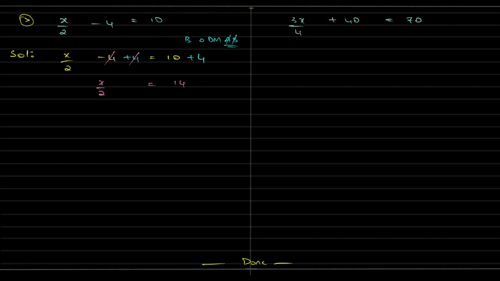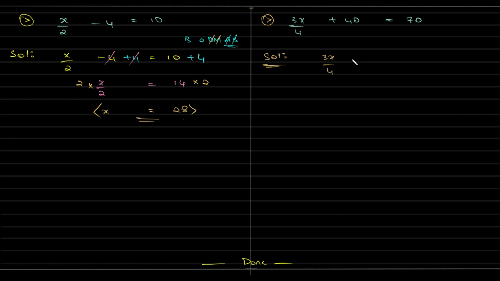Now, we need to multiply and divide with stuff. So what should I do? Well, I have x by 2, so I'm going to multiply with 2 on both the sides. So we have 2 divided by 2, that is x is equal to 28. So that's it, done. Right? So that's your solution. If I place this value over here, I'll get the LHS value to be equal to RHS value. That's the whole idea, is it not? Finding the solution.